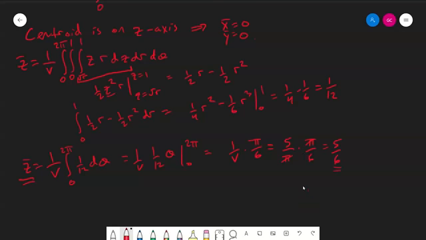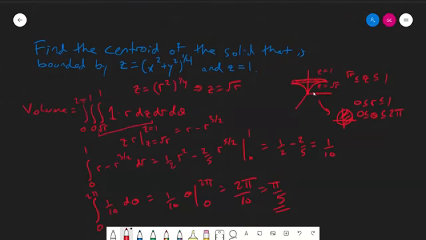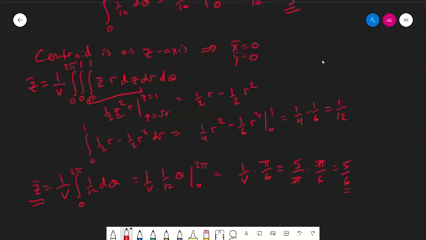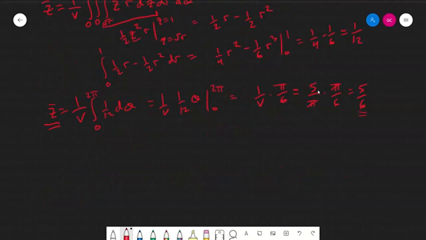That's a reasonable answer. We see from the picture that we drew before, we know that our solid only goes up to z equals 1, so the centroid should be somewhere between 0 and 1. And the solid is quite top-heavy, so I expect the centroid to be pretty close to the top boundary. And so altogether we found that the centroid of this solid is the point (0, 0, 5/6).